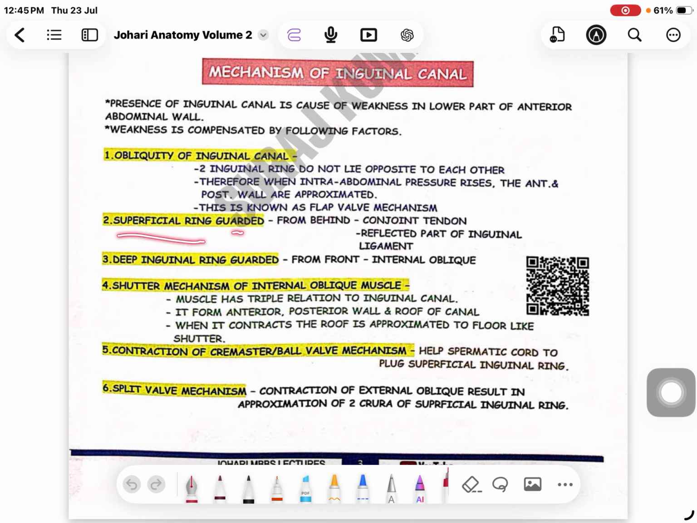Superficial ring is guarded from behind by conjoint tendon, reflected part of inguinal ligament. So in the superficial ring, we have conjoint tendon and reflected part of inguinal ligament. This is called superficial ring guarded. Means they will close this. Deep inguinal ring is guarded from front by internal oblique. So the internal oblique, which is present all over there, will guard the deep inguinal ring. Superficial is guarded by conjoint tendon, reflected part of inguinal ligament.